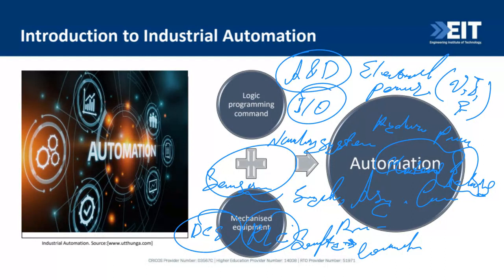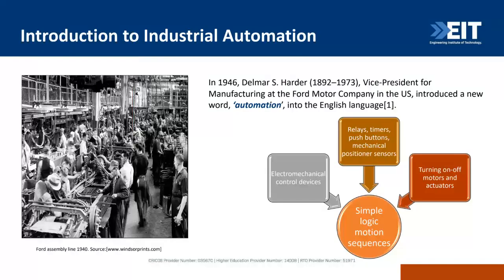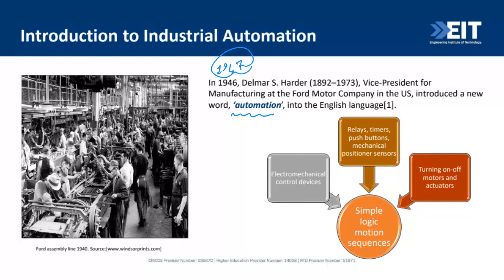All right, so we go back to the history of automation. There are different claims, but the most famous one is the creation of the word automation by Delmar Harder, who was the vice president of the manufacturing section in Ford Motor Company in the United States in 1946. In some resources, they say 1947. So the first department in Ford was created under the name of the automation department.